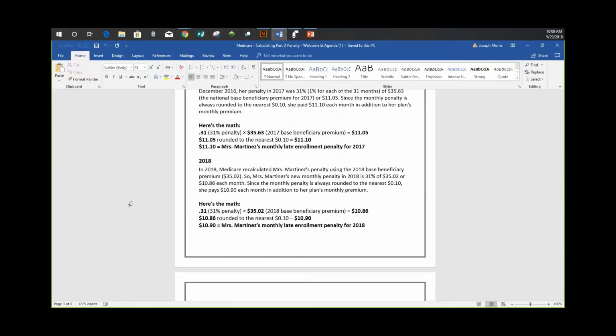So here's the math. 31 months, remember, 1%, so it's a 31% penalty times the 2018 base beneficiary premium would equal $10.86. When you round it to the nearest tenth, it's $10.90. So for 2018, Mrs. Martinez's late enrollment penalty would be $10.90.